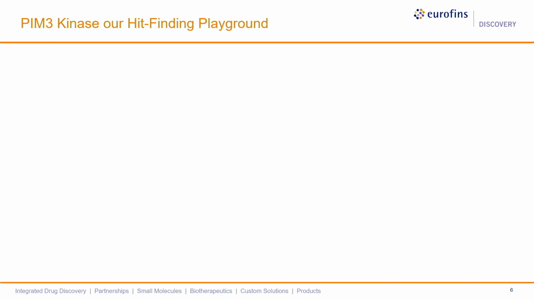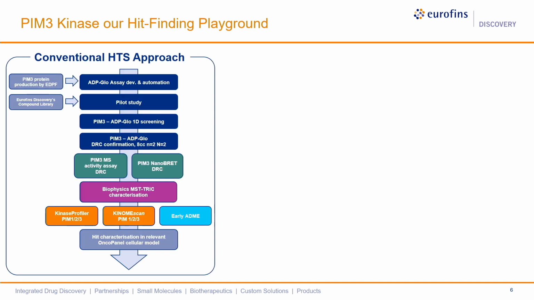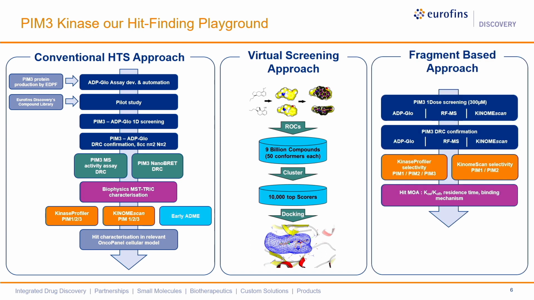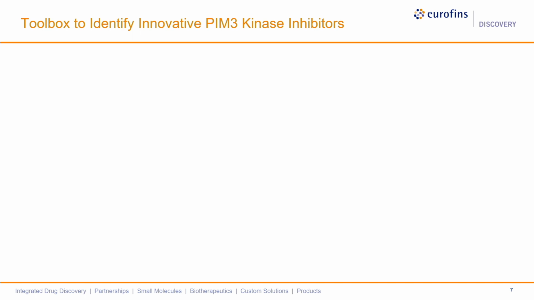To initiate a hit finding program, it's important to get the right tools. For these specific programs, we developed a number of technologies. We developed three approaches in this PIM3 project. The first one, I will present you the data around a conventional HTS program, based on a classical HTS screening cascade combining a primary assay and orthogonal assays. The second approach I will present is the virtual screening approach. And the third one, we will finish with the fragment-based screening approach. And now the toolbox. Sorry for this mistake.